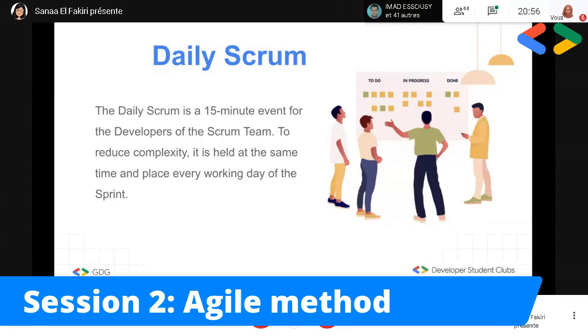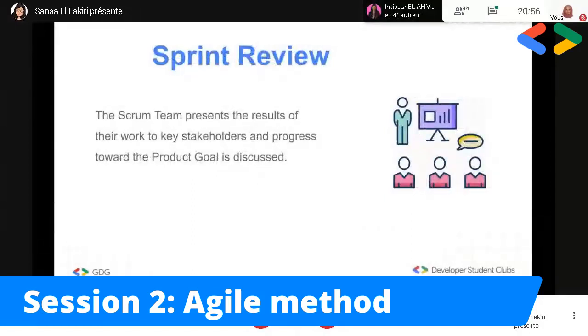Then we have the sprint review. The sprint review is the event done to review the work that has been done in the sprint, with the purpose of inspecting the outcome of the sprint and determining future adaptations to the product goal or to the ways of work. So the Scrum team presents the results of their work to the key stakeholders, and also the progress towards the product goal that has been discussed before.